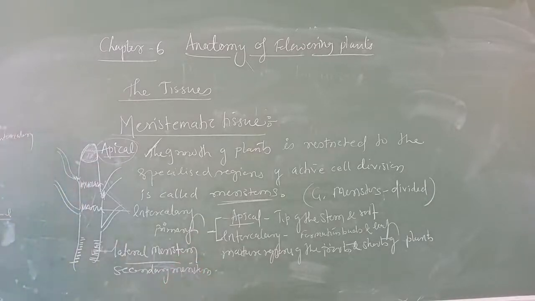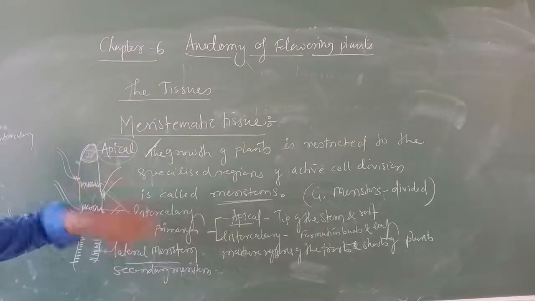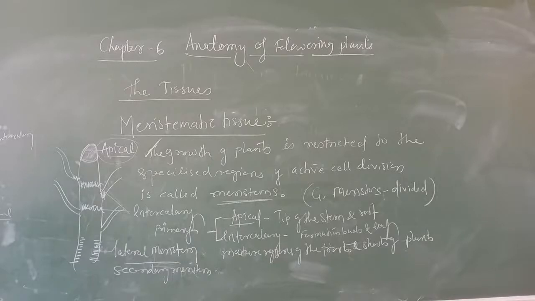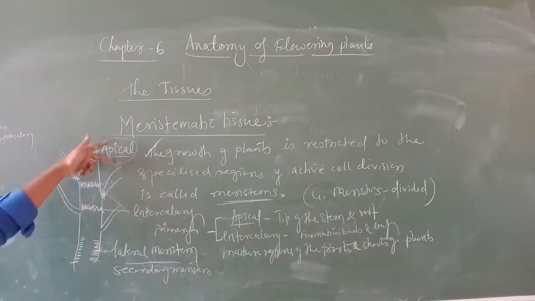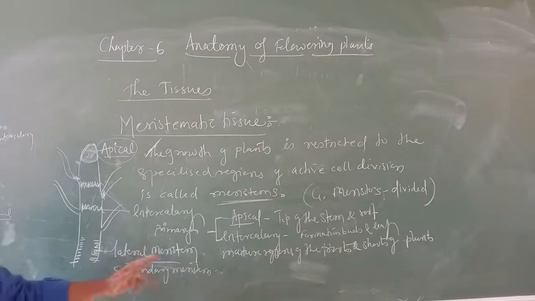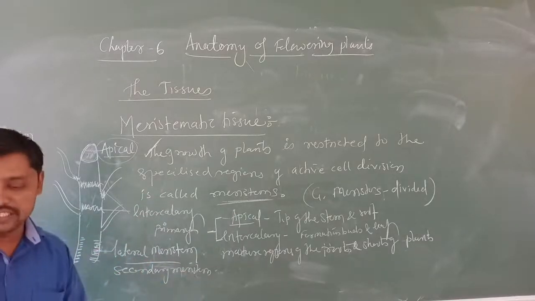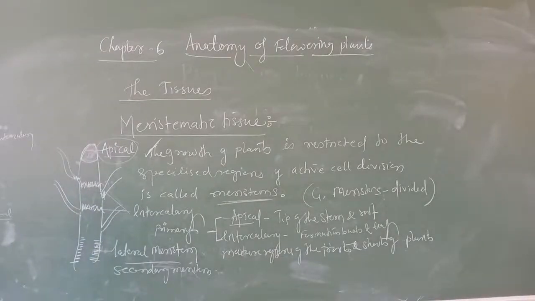Okay, this is about today's class. In today's class, we have discussed tissue, the definition of tissue, different kinds of tissue, meristematic tissue and permanent tissue. And in meristematic tissue, we have discussed the definition of meristem and three kinds of meristems: apical, intercalary and lateral meristem. Apical and intercalary meristems are called primary meristems, and lateral meristem is called secondary meristem. Okay, I'm going to stop here. I'll continue next with the next concept.